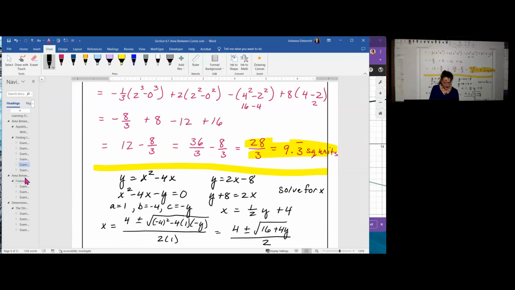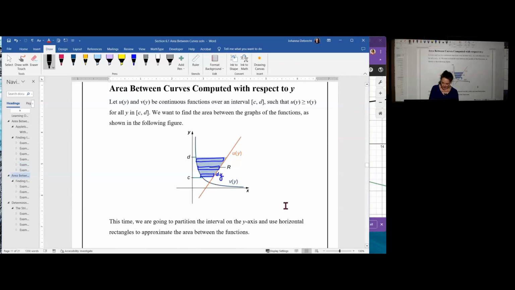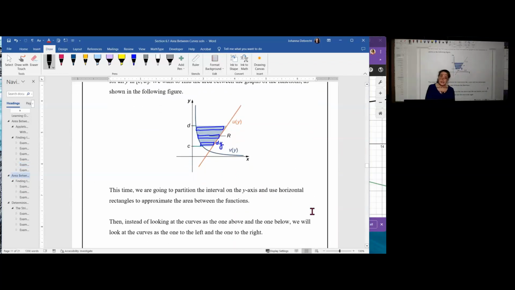Let's now return to our area between two curves. We're partitioning the interval on the y-axis, cutting up the region between y equals c and y equal d. Our interval over which we're integrating will be from c to d. And we'll take the equation of the function on the right and subtract the equation of the function on the left. And we'll use the differential dy.